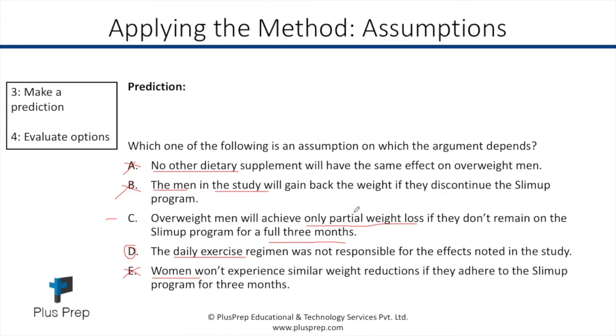Also, it says if they do not remain on the Slim Up program for the full 3 months. What does not remaining on the program for the full 3 months mean? Does that mean they've only been in the program for 1 month, 30 days, 89 days? We have no idea. So this answer can be construed in various ways, and based on those various ways, our results may vary as well. We need to justify this answer to make it right.